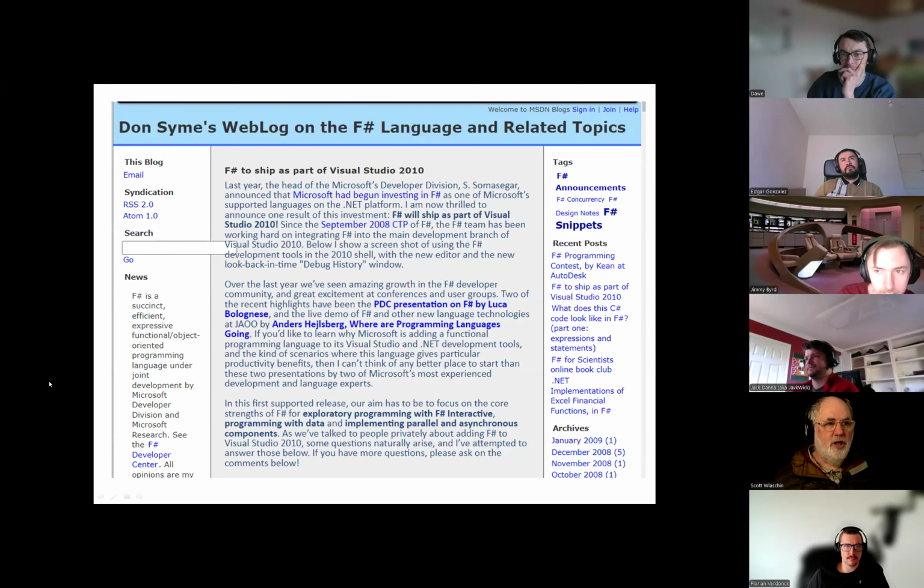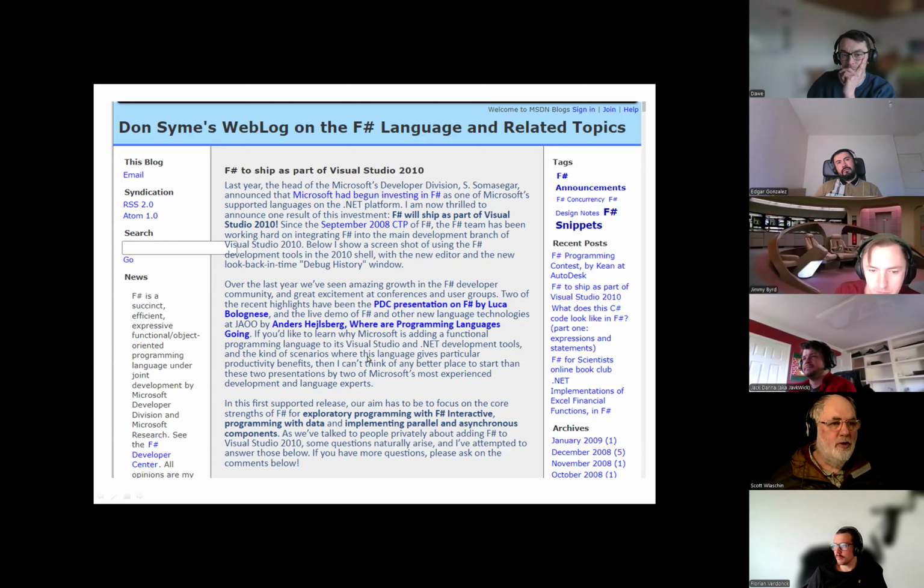And then finally, F# did ship as part of Visual Studio 2010, on April 12th, maybe. I call it F# Day because it's when F#, the first functional programming language to be made mainstream, in my view, became literally part of Visual Studio. So there's the link to that. Again, I have the link to this on the Wayback Machine.